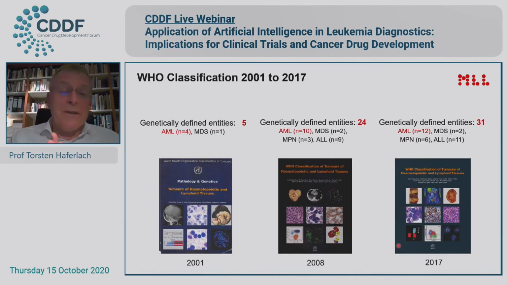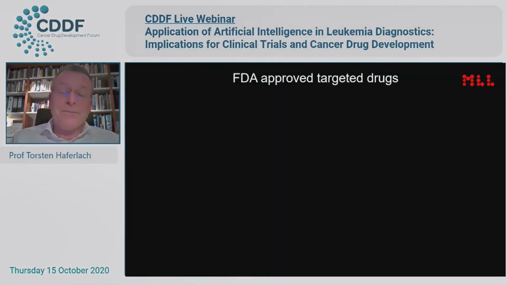Now, the WHO classification was published three times in the last 20 years, in 2001, 2008, and 2017. And this is the Bible of the classification and diagnostication of leukemias and lymphomas. And what we see here is that over the last 20 years, we have an increased number of so-called genetically defined entities. There are some subjects of acute myeloid leukemia, myelodysplastic syndrome, myeloproliferative neoplasms, and acute lymphoblastic leukemia. And this number of molecular genetically or cytogenetically defined entities will increase over the next 5 years.